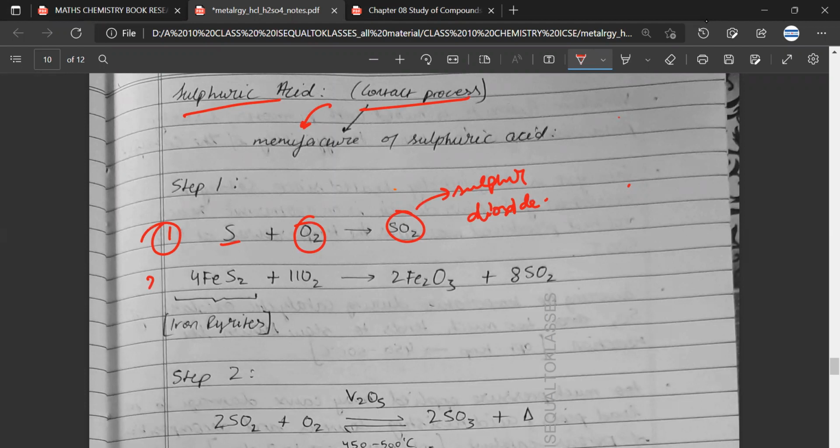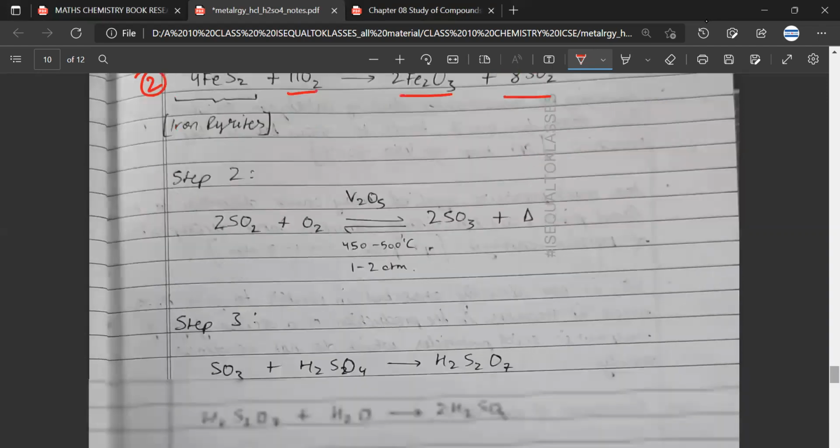The second reaction is FeS2, also known as iron pyrite or iron sulphide, plus oxygen gives Fe2O3, ferric oxide, plus SO2, sulfur dioxide. And then let's move on to step 2.